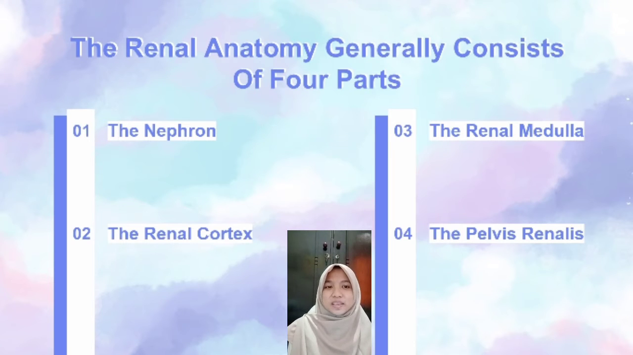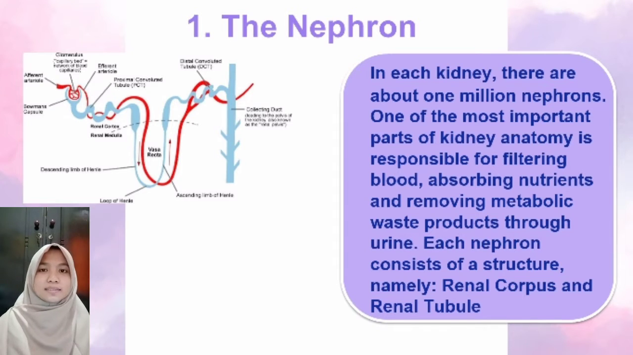The renal anatomy generally consists of 4 parts: 1. The nephron, 2. The renal cortex, 3. The renal medulla, and 4. The renal pelvis. 1. The nephron. In each kidney, there are about 1 million nephrons. It is one of the most important parts of kidney anatomy, responsible for filtering blood, absorbing nutrients, and removing metabolic waste products through urine.